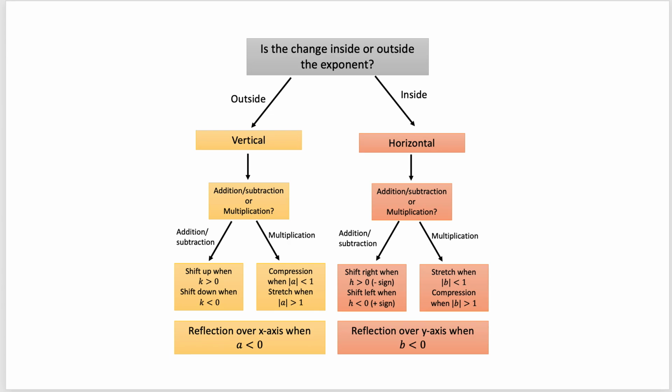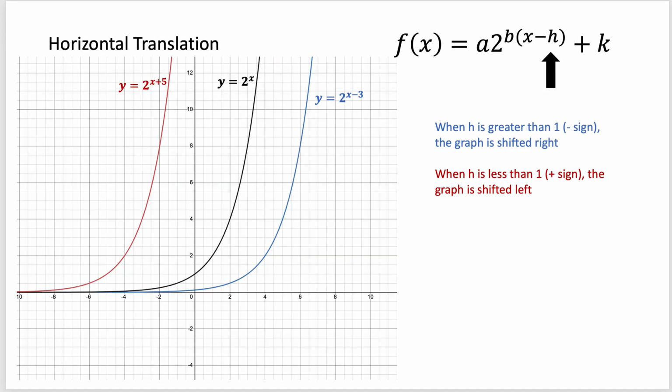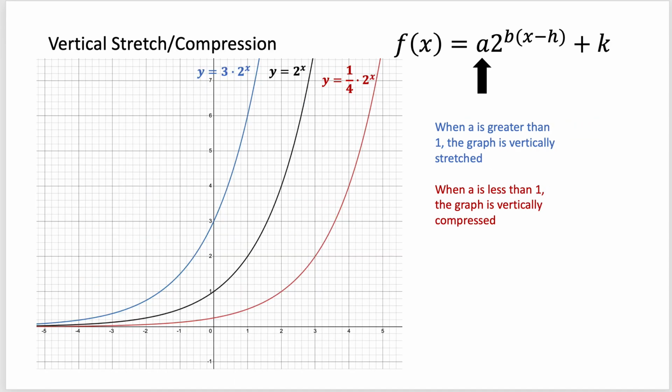So let's look at some examples. Notice here we have y equals 2 to the x as our parent function. When we change that to 2 to the x plus 5, it's going to be shifted up 5 units. When it changes to 2 to the x minus 4, it's going to be shifted down. So changing the value of k shifts the graph up or down. We have a horizontal translation when we change the value of h. When h is positive, that means we're going to have a minus sign in our problem, which moves it to the right. When h is negative, which gives us a plus sign, the graph is going to move to the left.